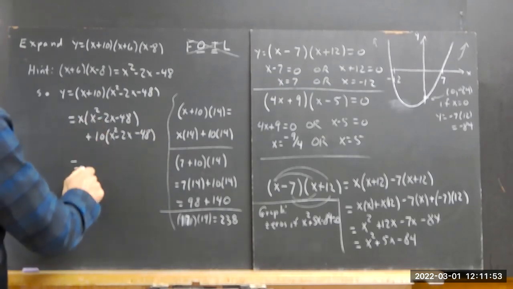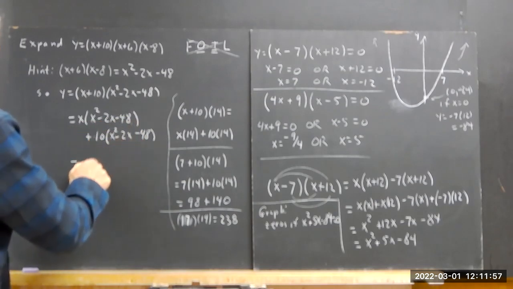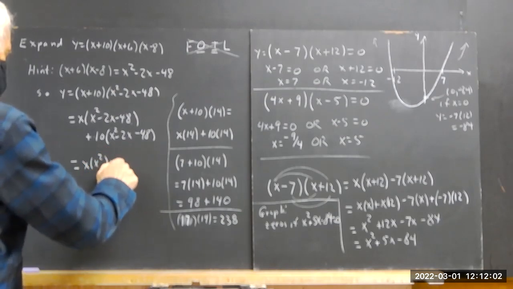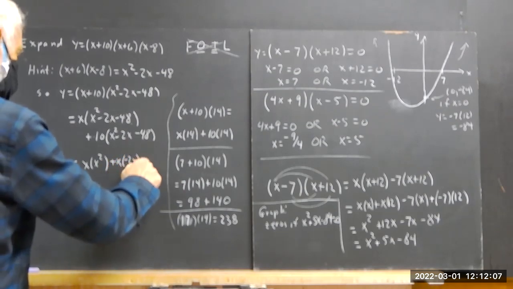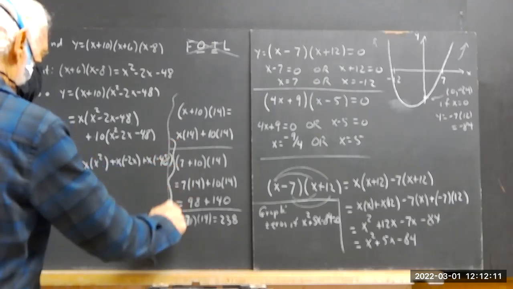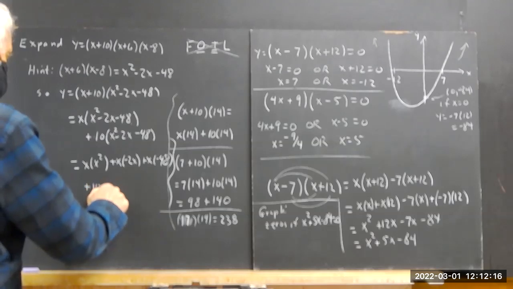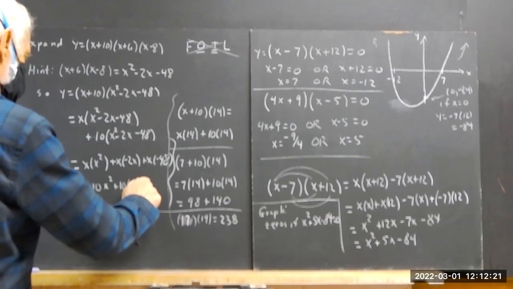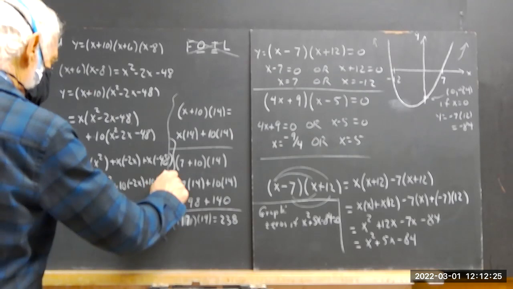And then that equals, of course, we distribute the x through here, we distribute the 10 through here. So x times x squared, so plus x times negative 2x, plus x times negative 48, plus 10 times x squared, plus 10 times negative 2x, plus 10 times negative 48.